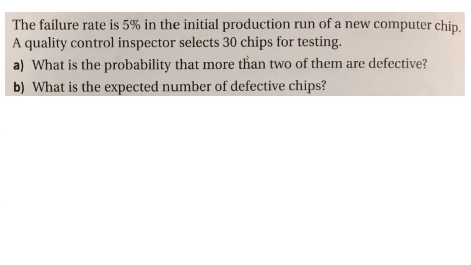So within the 30 chips, the number of defective chips is a random variable, right? It could be either 0 or 30 or any number between 0 and 30, right? So here, the first thing you need to make clear is what the random variable is.